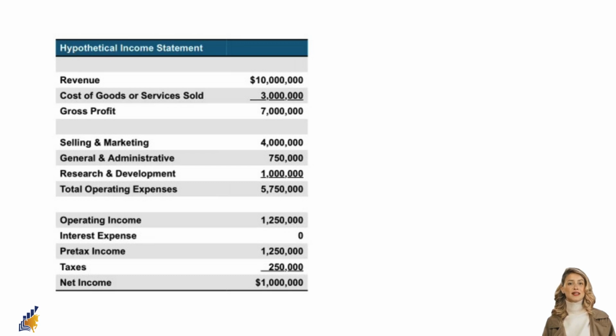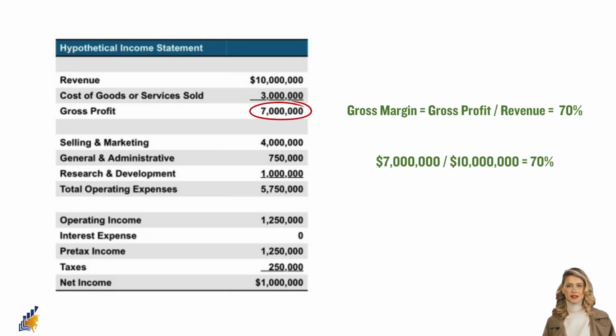Gross margin is calculated by dividing gross profit by revenue. Gross profit is simply revenue minus the cost of goods or services. In our example, it's $7 million. So the gross margin is 70%. That means the company makes 70 cents of profit for every dollar it receives in revenue. Let's do another example with Nike.